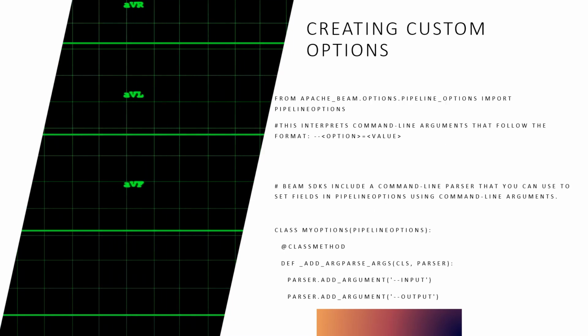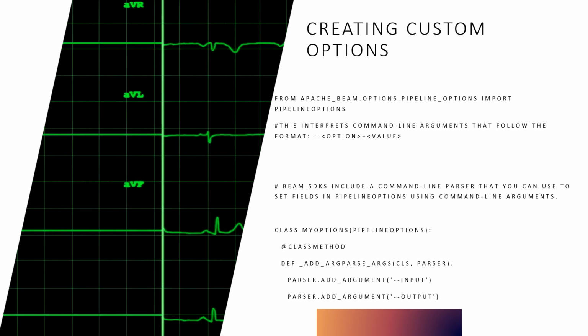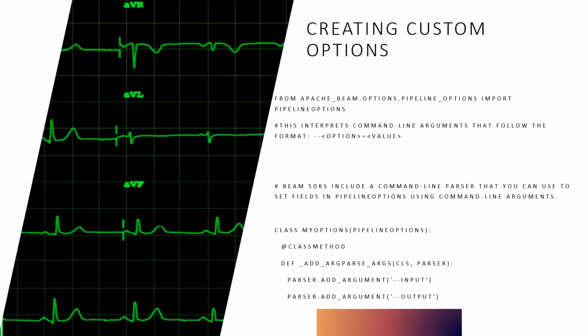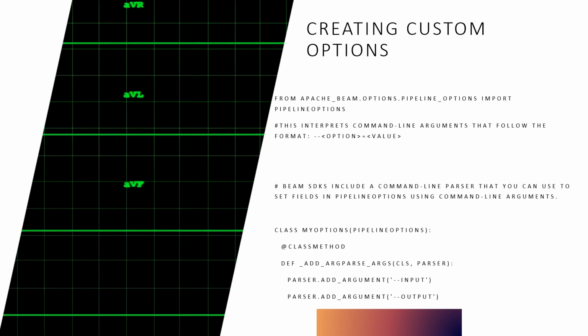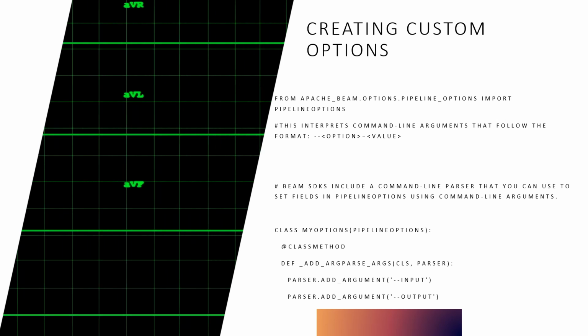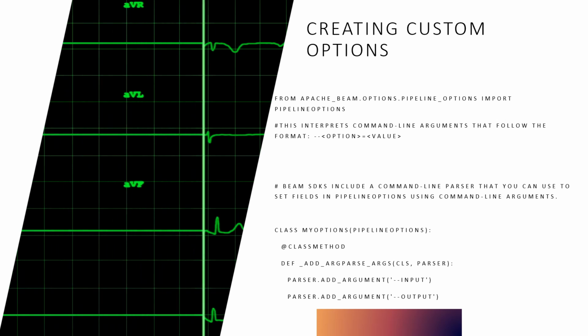Beam SDKs include a command line parser that you can use to set fields and pipeline options using command line arguments to add your own custom options in addition to the standard pipeline options. The following example shows how to add input and output custom options. Let's take a look inside the code.